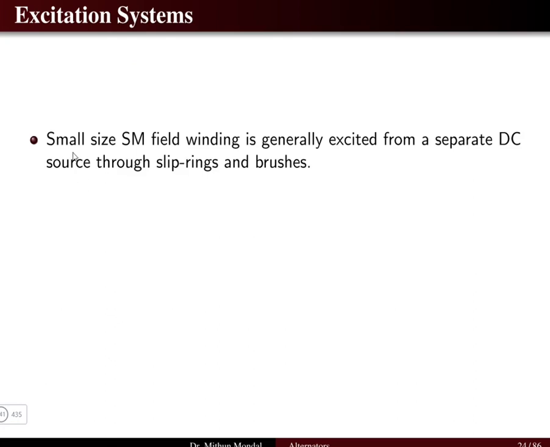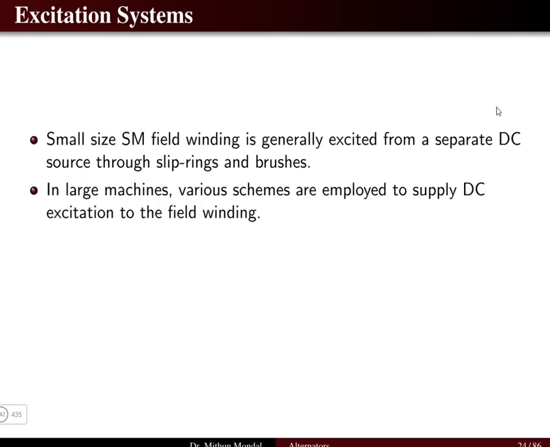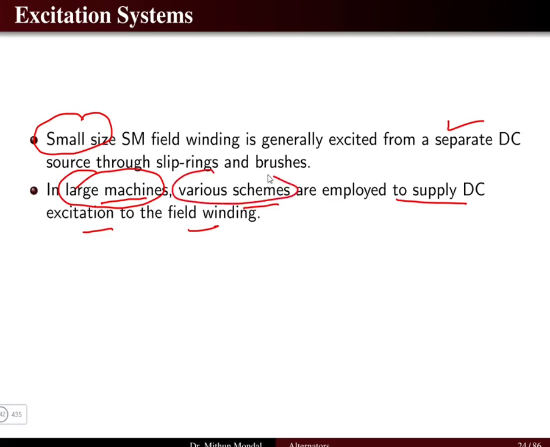So generally in a small size synchronous machine, the field winding is excited from a separate DC source through slip rings and brushes. So this is for small size synchronous machine, we will have a separate DC excitation. Whereas when we have a large machine, various schemes are employed to supply DC excitation to the field winding. So for small size machine, a small separate DC source is enough, whereas for a large machine, we will have various schemes employed to supply the DC excitation.